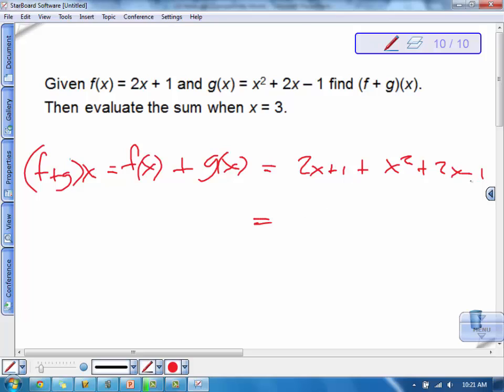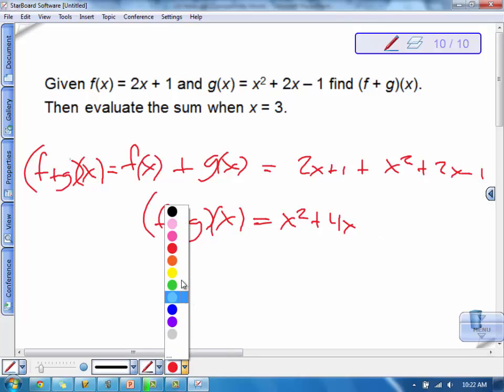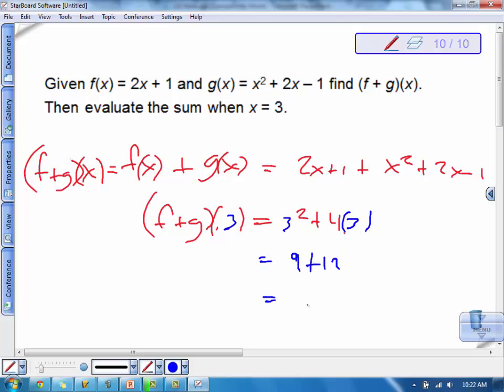Now I can simplify by adding like terms. 2x and 2x make 4x, and 1 and negative 1 cancel. So this is the function. I could factor it and simplify it, but this is f plus g of x. Okay. Now, they want me to plug in 3. They want me to evaluate this when x is 3, so I'm just going to do it right from here, plug in 3. And this would be 3 squared plus 4 times 3, which gives me 9 plus 12, which gives me 21. So f plus g of 3 should be 21.